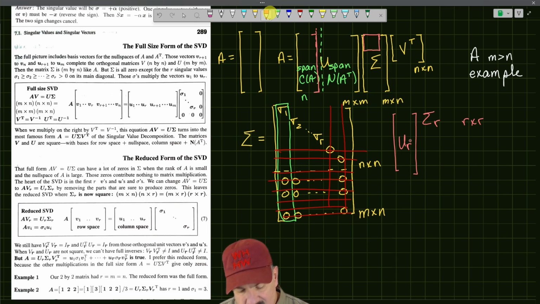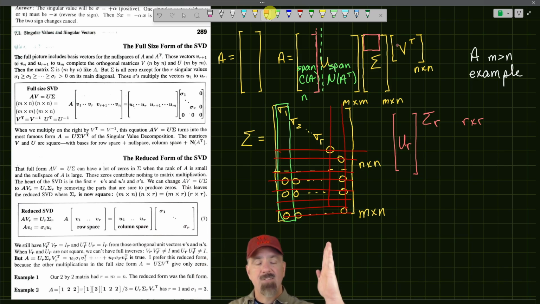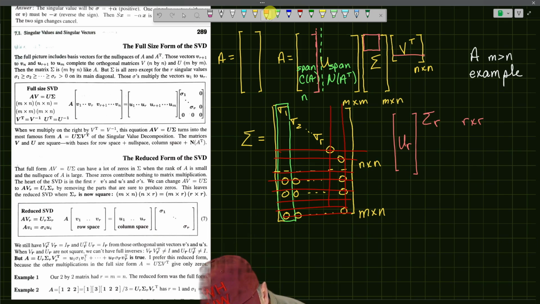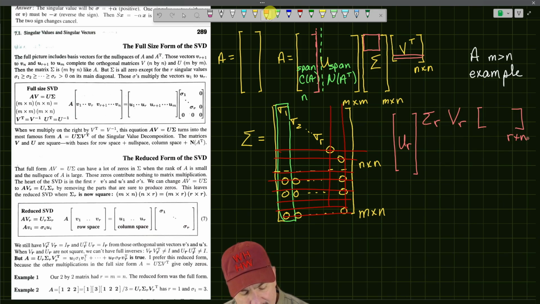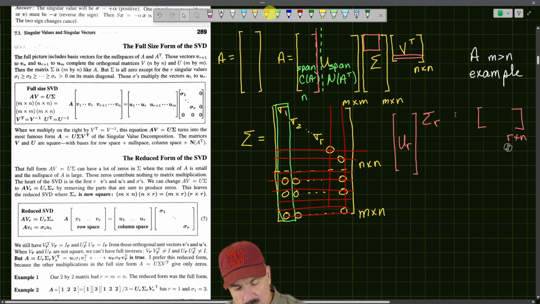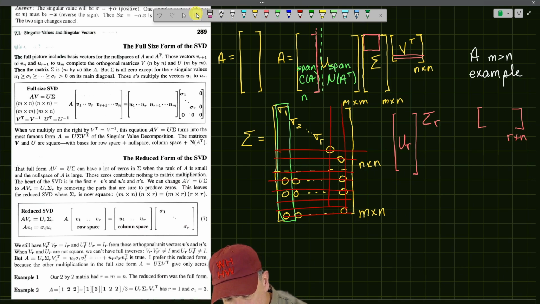Then we have to think about what are the pieces of V transpose that we're going to keep. Well, any vector in V transpose that we multiply times our sigma r is going to lose stuff on the bottom. And so what we're going to have in this situation is VR, and let me erase the size of sigma r there, and the VR is going to be r by n. Right? And so let me just grab this and move it into position here.